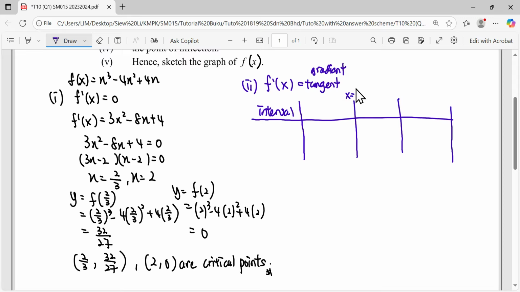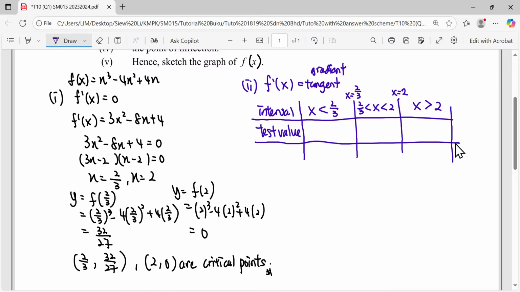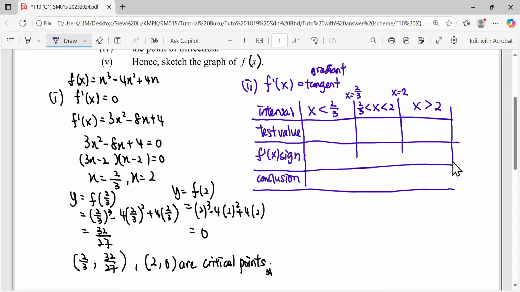In the middle is our critical point x equals 2 over 3, with the interval less than 2 over 3. Another critical point is x equals 2, so this interval is between 2 over 3 and 2. Then after the critical point, more than 2. So we want to see before the point and after the point, for each point. Then we pick a test value and substitute into f prime x to see the sign. Lastly, we conclude whether the tangent is going up or going down.